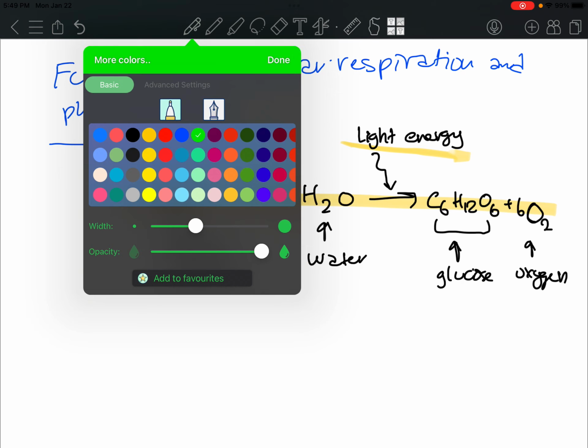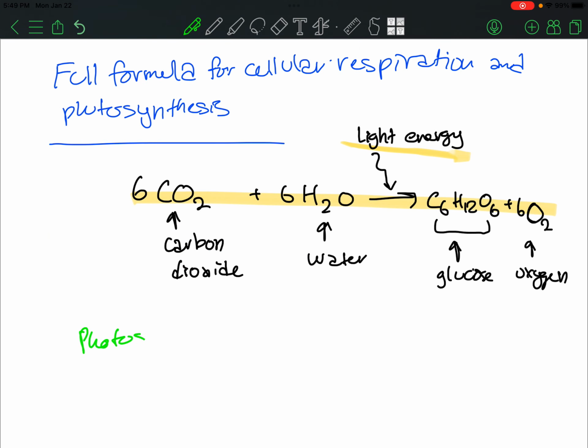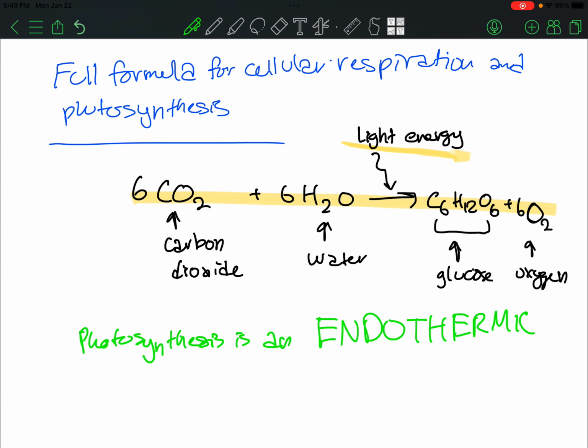Now, you also need to understand that this is an endothermic reaction. Photosynthesis, I want to make sure you guys understand that. Photosynthesis is an endothermic reaction. Now, what does that mean? Endothermic, in simple terms, is that endothermic reactions absorb heat from their surroundings and feel cold.